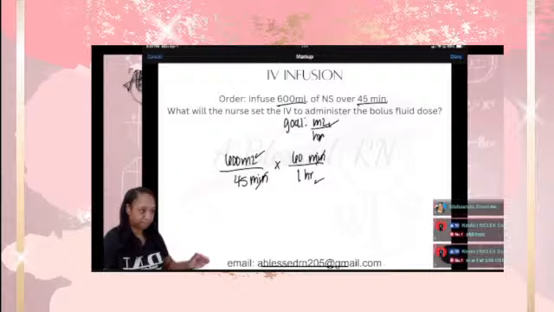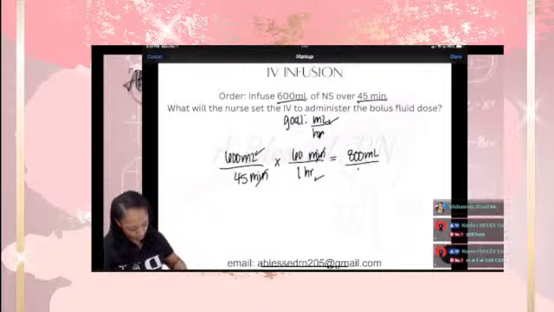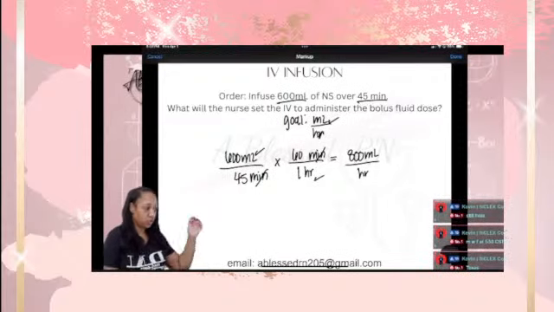And that's it. Don't make it more complicated. Don't get stressed out about it. Just look for what it's asking you to find. Cross out what you don't need. Everything else has got to go except for what it is that you're looking for. And now we know that this will go at 800 mLs per hour. Because you do 600 times 60 divided by 45. That's it.